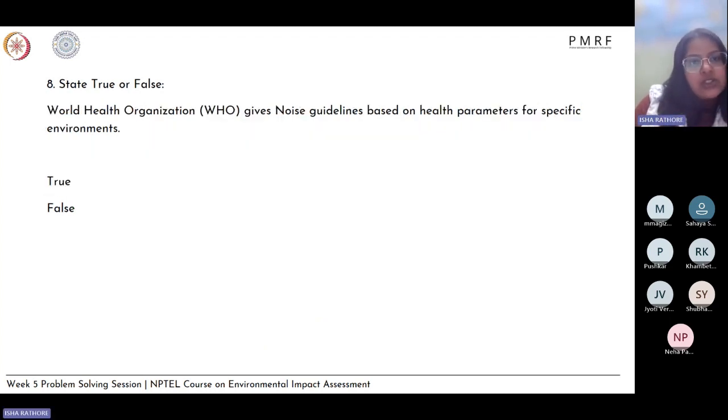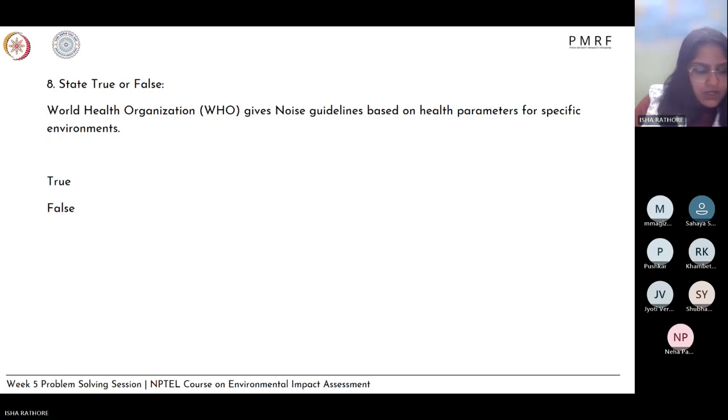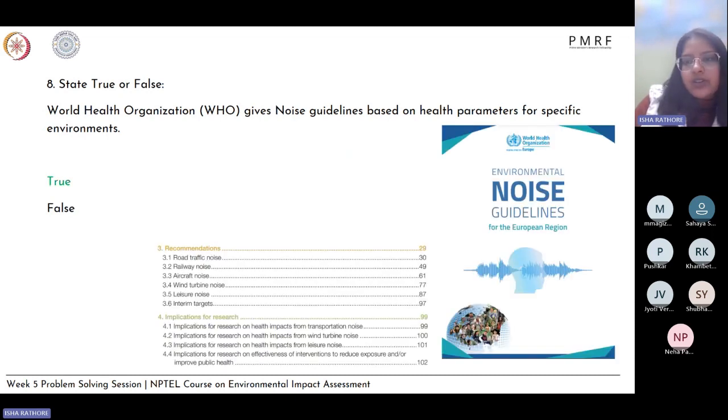Moving on to the next question. So again, state true or false. World Health Organization WHO gives noise guidelines based on health parameters for specific environments. Is this statement true or false? Okay. So we have an answer A, that is true. So the statement is true. The environmental noise guidelines, as given by WHO, has recommendations for different types of noise for different environments like road traffic, railway noise, aircraft, wind turbine, leisure noise, interim targets. So all of these have been mentioned in the WHO. So the statement is true.